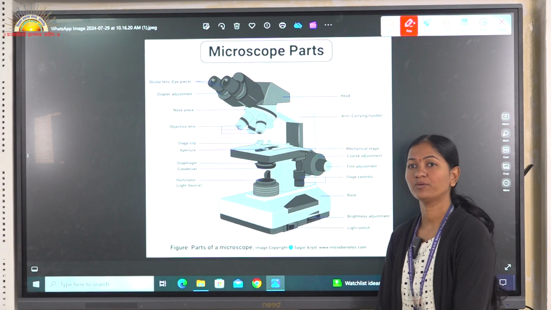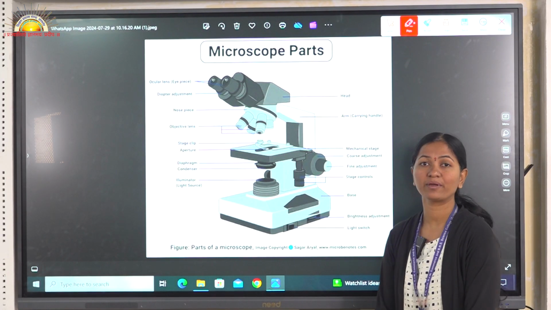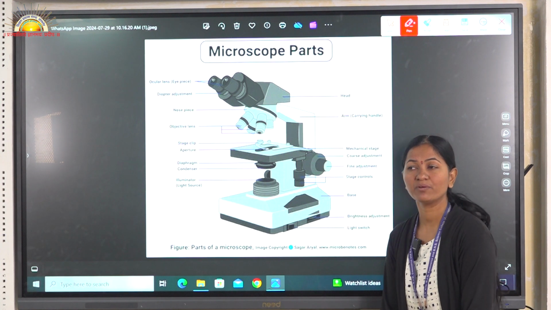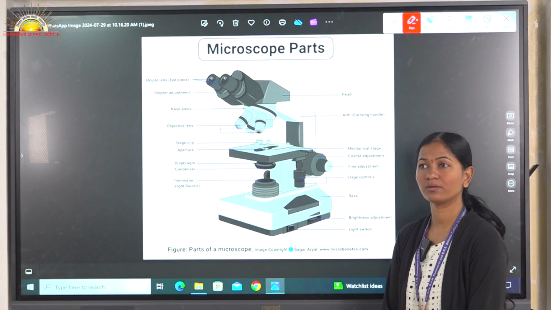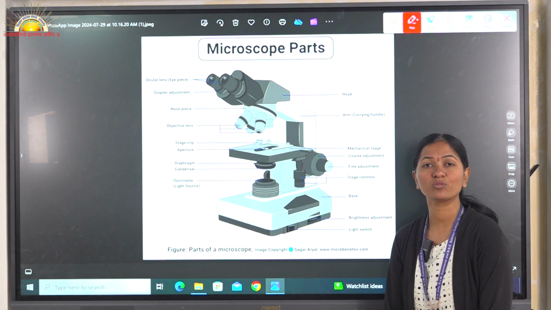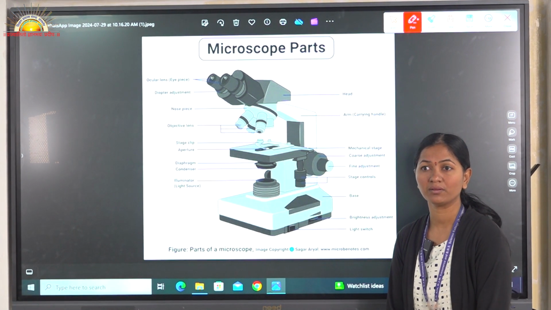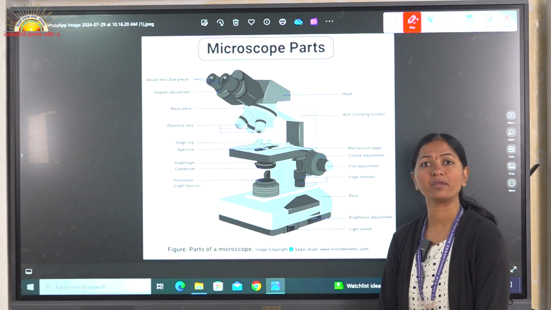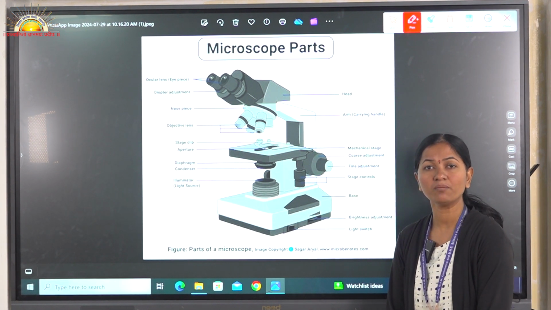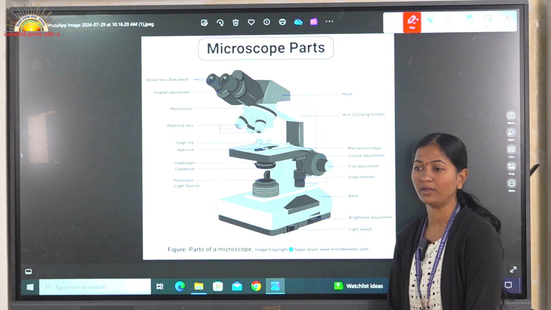Hello everyone. Today we are going to see the microscope's parts. In a previous lecture we discussed what a microscope is. A microscope is a device which enlarges the image and is used for magnifying the image. So different microscopes have been invented.